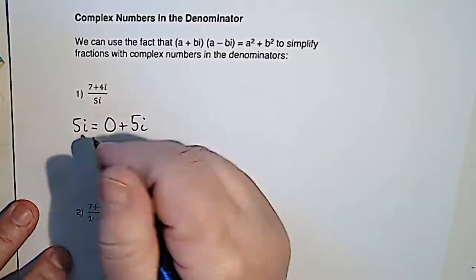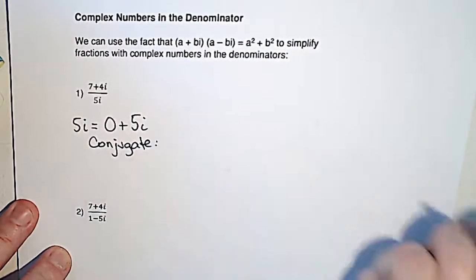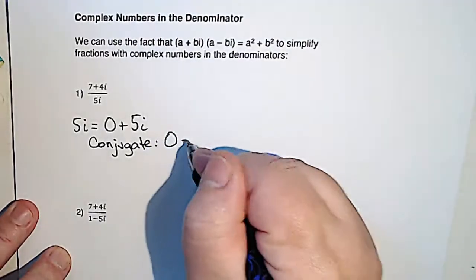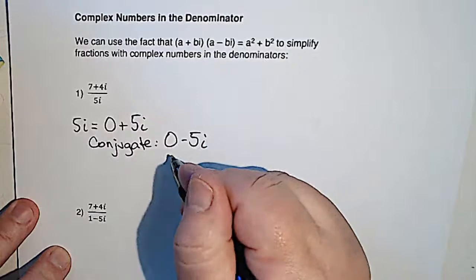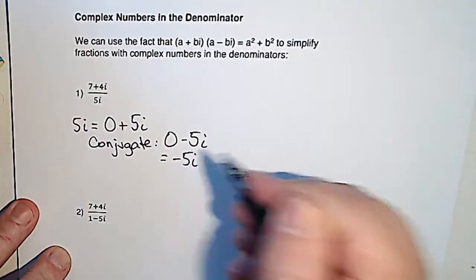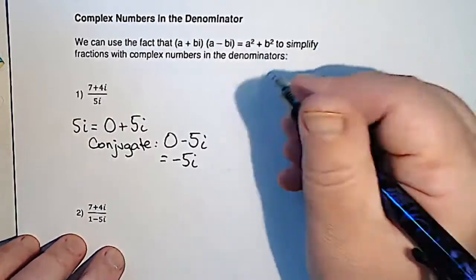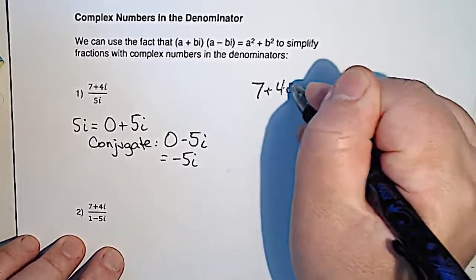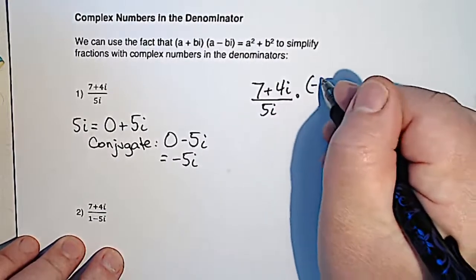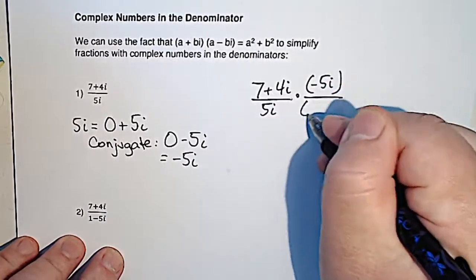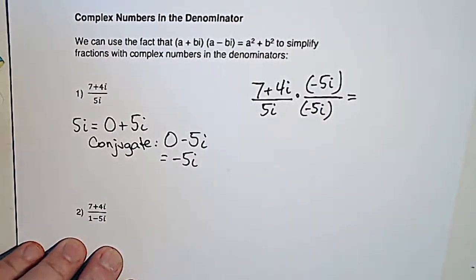The conjugate of that number is 0 minus 5i. Which is basically just the opposite of 5i. So the conjugate, if there's no real part, you just take the opposite. So I'm going to take the 7 plus 4i all over 5i, and I'm going to multiply by the opposite of 5i, top and bottom. I know, super fun, right?